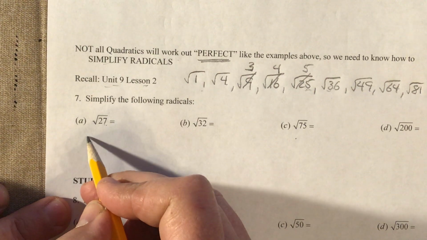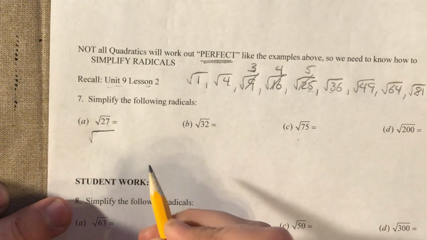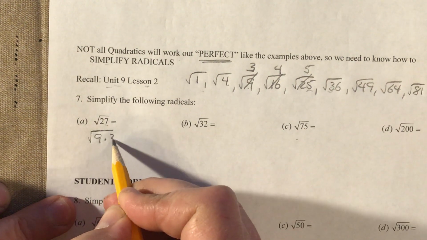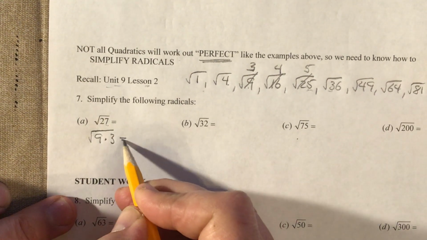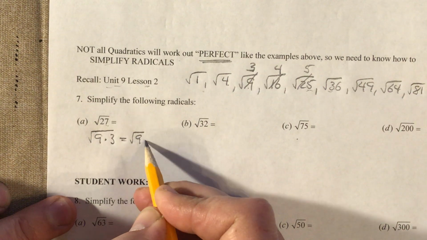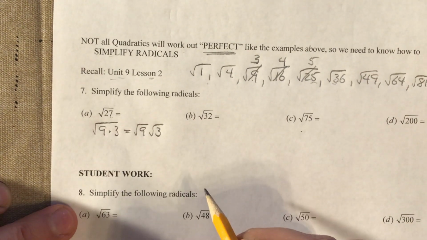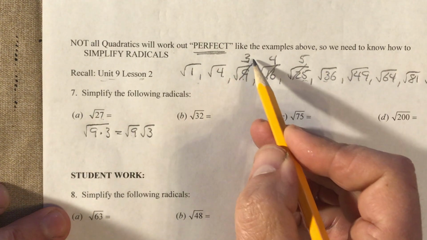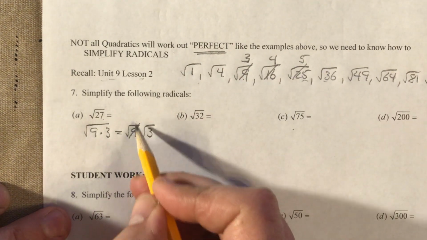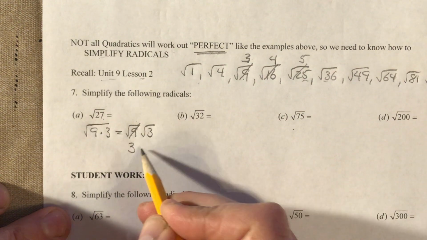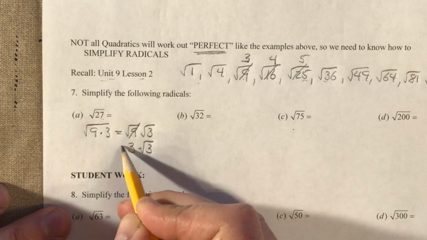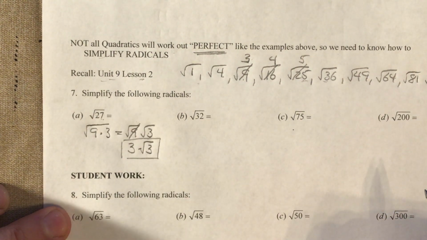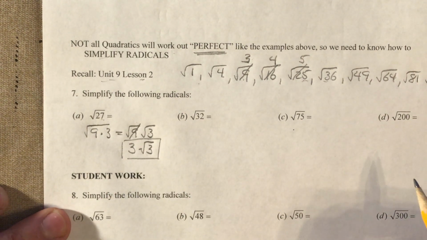You say to yourself, wait, what goes into 27? How can I break it up? 9 goes into it. How many times? 3 times. So you're going to say that's 9 times 3, right? 9 times 3 is 27. But wait a minute. Remember I said we're going to cross that out? Cross it out and say, that just turns into 3. What about this? That just stays there. So what is the square root of 27? It's 3 radical 3. That's what you've got to get good at. Okay, we're going to do a few more.